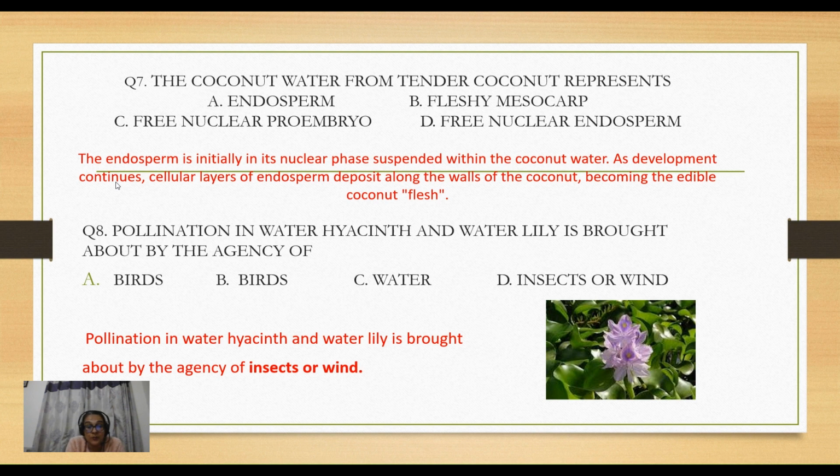Now, the eighth question: pollination in water hyacinth and water lilies is brought about by the agency of. Now, even though these are water plants, you can see I've pasted a picture of water hyacinth. You can see how lovely, brightly colored its flowers are. So, even in the case of water lily, these are pollinated by wind or insects, right? So the correct option will be D.